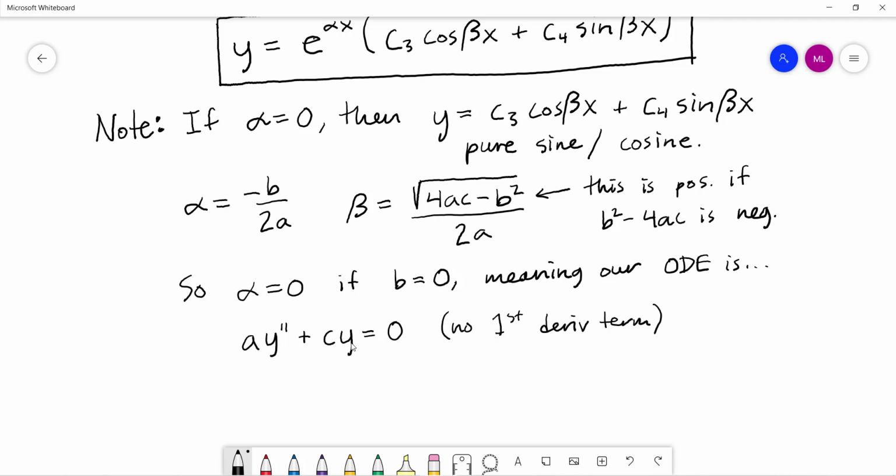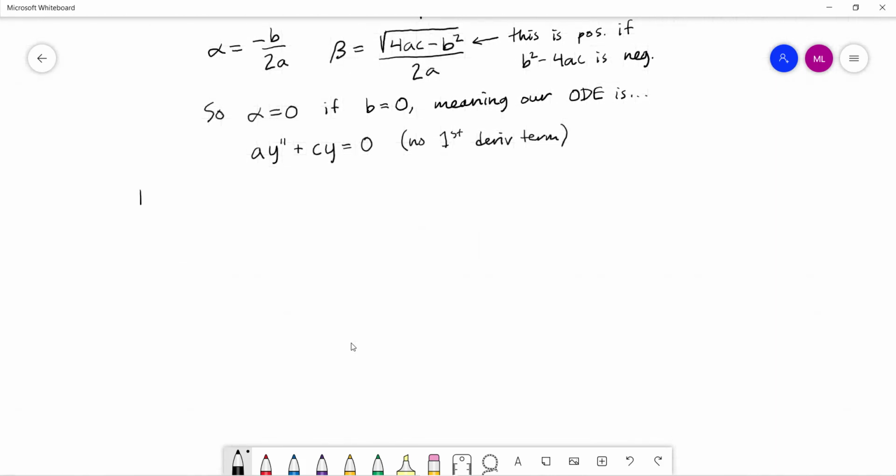Okay, so let's do some real examples with some real numbers of each of these three cases that we've just gone through. I want to gather up all of my examples here. So let's do a bunch of examples. Okay, so let's try this one. Let's see here, 2y double prime minus 2y prime minus 12y equals 0. Okay, so find the general solution.